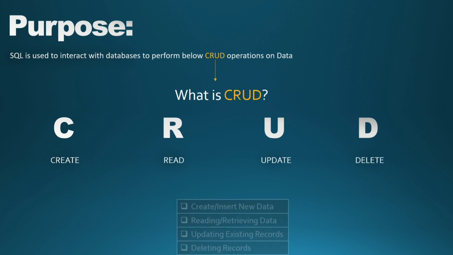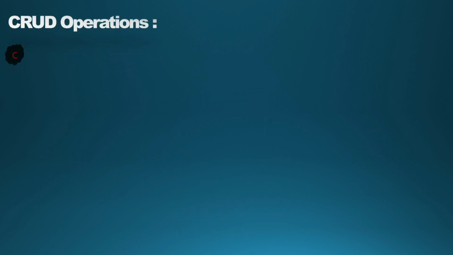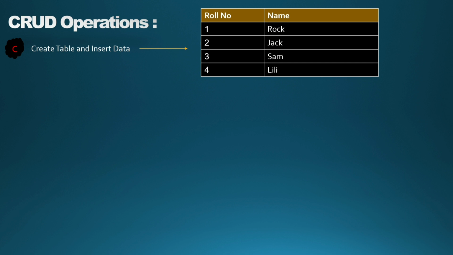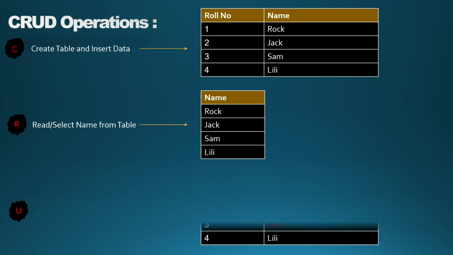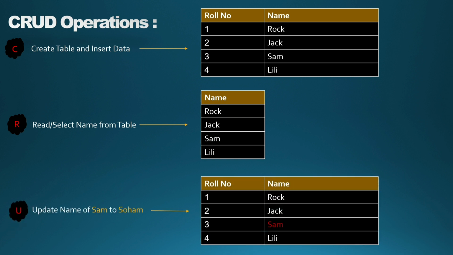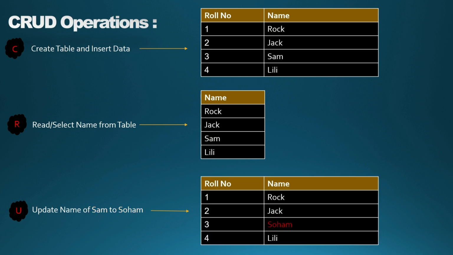Let's take an example so that you can easily understand these 4 CRUD operations. C for create means we can create tables and insert data into the tables. So consider we have created and inserted this data into this table. R means read. Suppose we want the names of all the students present in this table, then we can get all these 4 names with the help of the select operation of SQL. Now move on to U. U is update, so we can update any existing data of the table. Let's say I want to change the name of the third student from Sam to Soham, like this. We can do this with the help of the update operation of SQL.